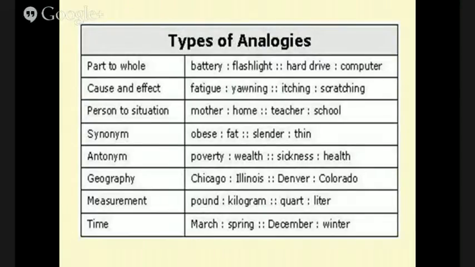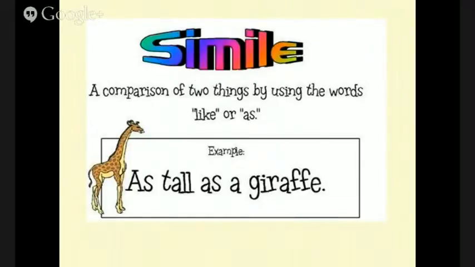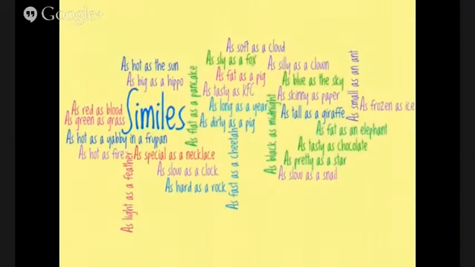Now here see simile. Pragya can correct me. As tall as a giraffe. है ना, कहते हैं ना. नहीं, simile क्या होती है, similarity. देखो, as hot as the sun, as big as a hippo, as red as blood, as soft as a cloud, as sly as a fox, as fast as a pig, as tasty as KFC.